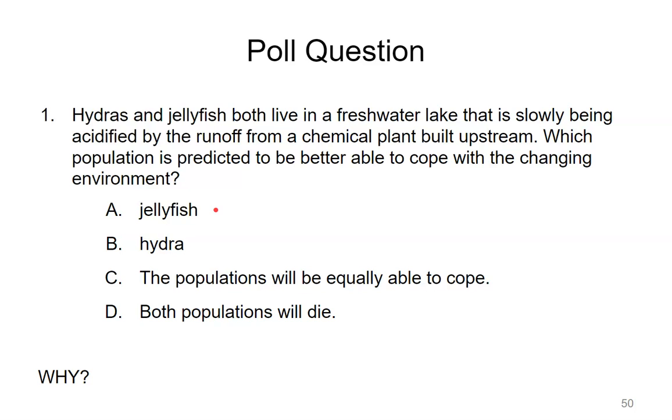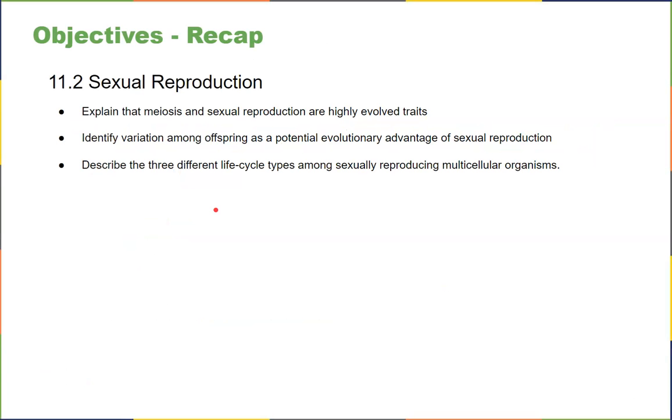So I hope that answers that for you, and that is the end of the PowerPoint for chapter 11. It was a short chapter. So hopefully now you can explain why sexual reproduction is better than asexual. Hopefully you can identify the sources of variation in sexual reproduction, and hopefully you can describe the 3 life cycles of sexually reproducing organisms. And that is all I have for you today.